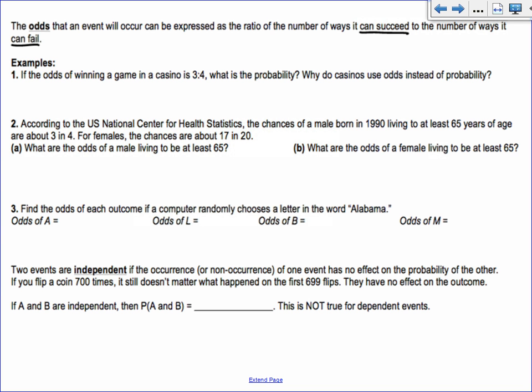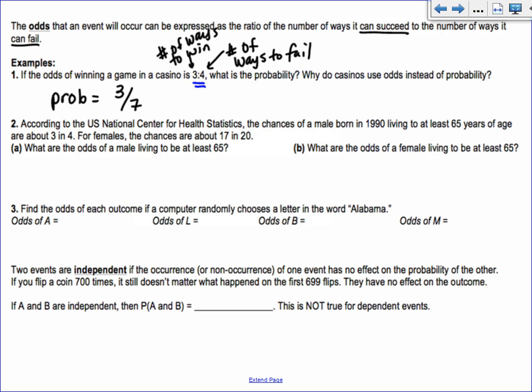And when you walk into a casino, it's going to say something like, the odds of winning a game is 3 to 4. And you're going to think, wow, I have a 75% chance of winning this game. I'm going to play this game. But what that actually means is that there are 3 ways to win and 4 ways to fail. It's a number of ways to fail. So if I was playing this game 7 times, I would win 3 times and I would lose 4 times. So my probability is not 3 out of 4. Oops. My probability is 3 out of 7.